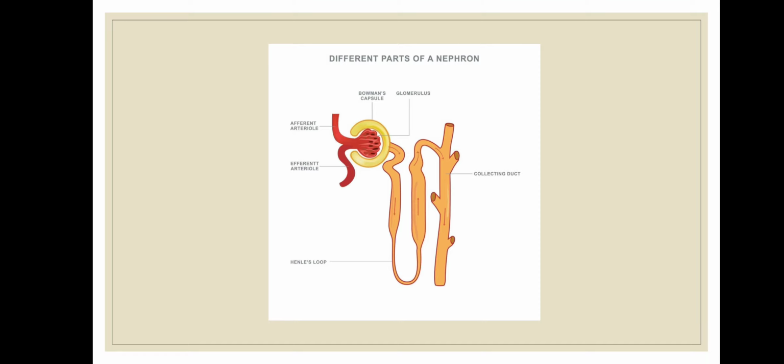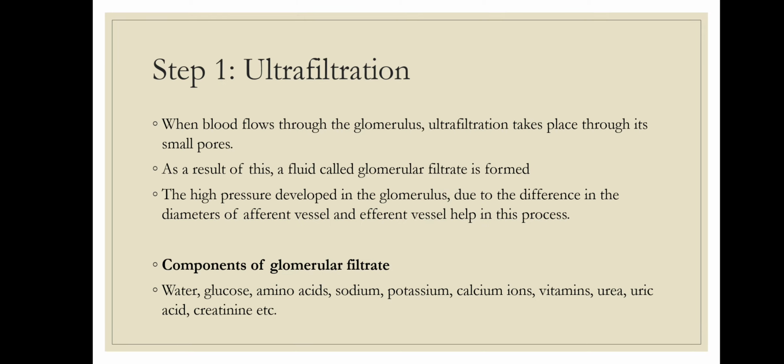Urine formation takes place in the nephron of the kidney. The different parts of the nephron assist in carrying out each step in the formation of urine. Step 1. Ultrafiltration. When the blood carrying waste reaches the glomerulus of the nephron, ultrafiltration occurs. Filtration occurs through the small pores of the glomerulus and a residual fluid called glomerular filtrate is formed. Glomerular filtrate consists of water, glucose, amino acids, sodium, calcium ions, vitamins, urea, uric acid, creatinine, etc.